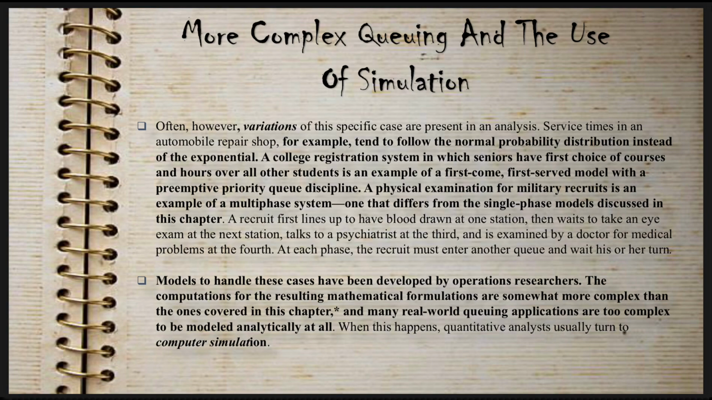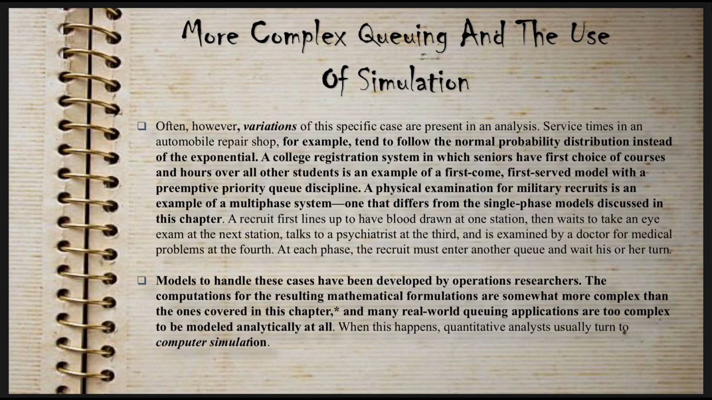Variations of this specific case are present in an analysis. Service times in an automobile repair shop, for example, tend to follow the normal probability distribution instead of the exponential. And a college registration system in which seniors have first choice of courses and hours over all other students is an example of a first come, first serve model with a preemptive priority queue discipline.